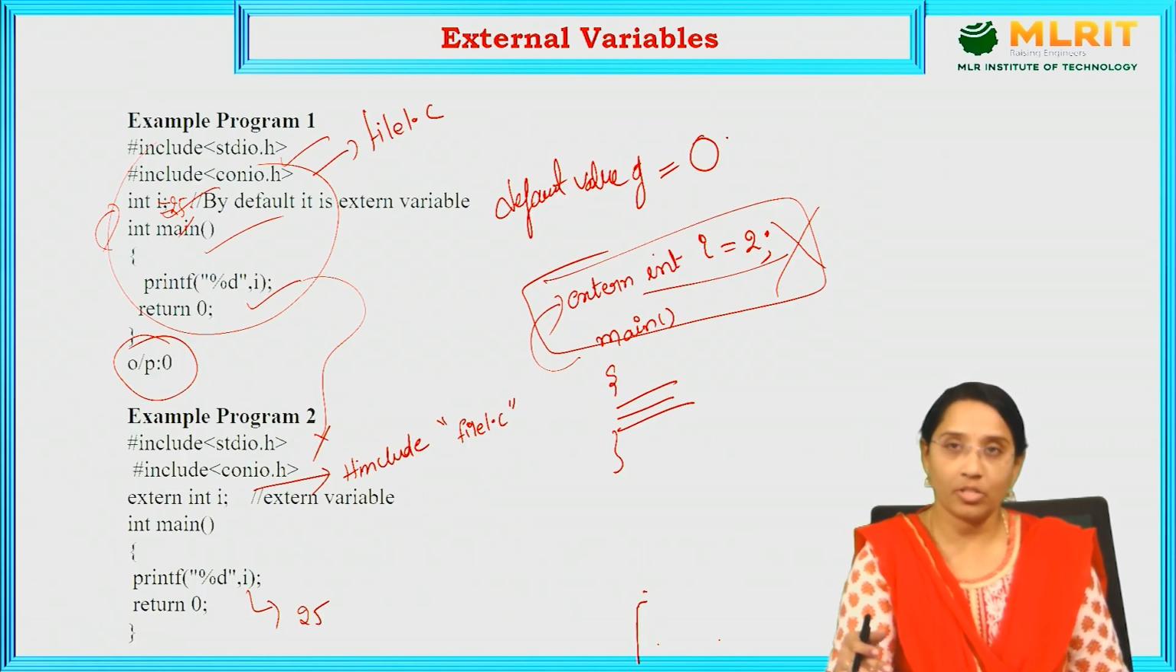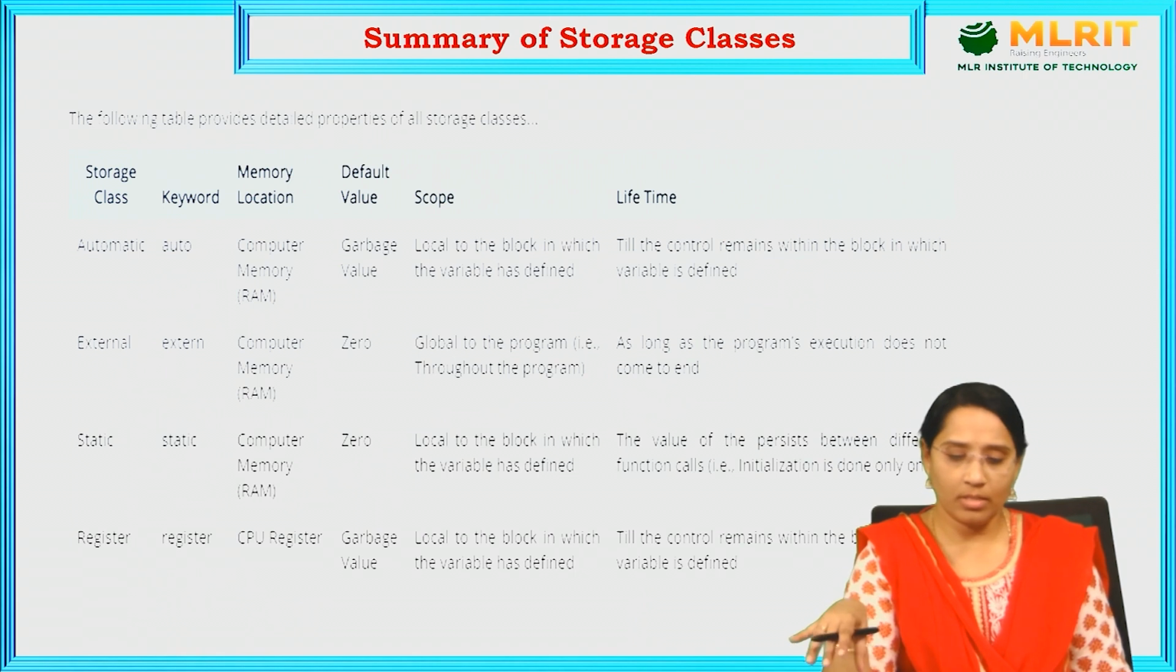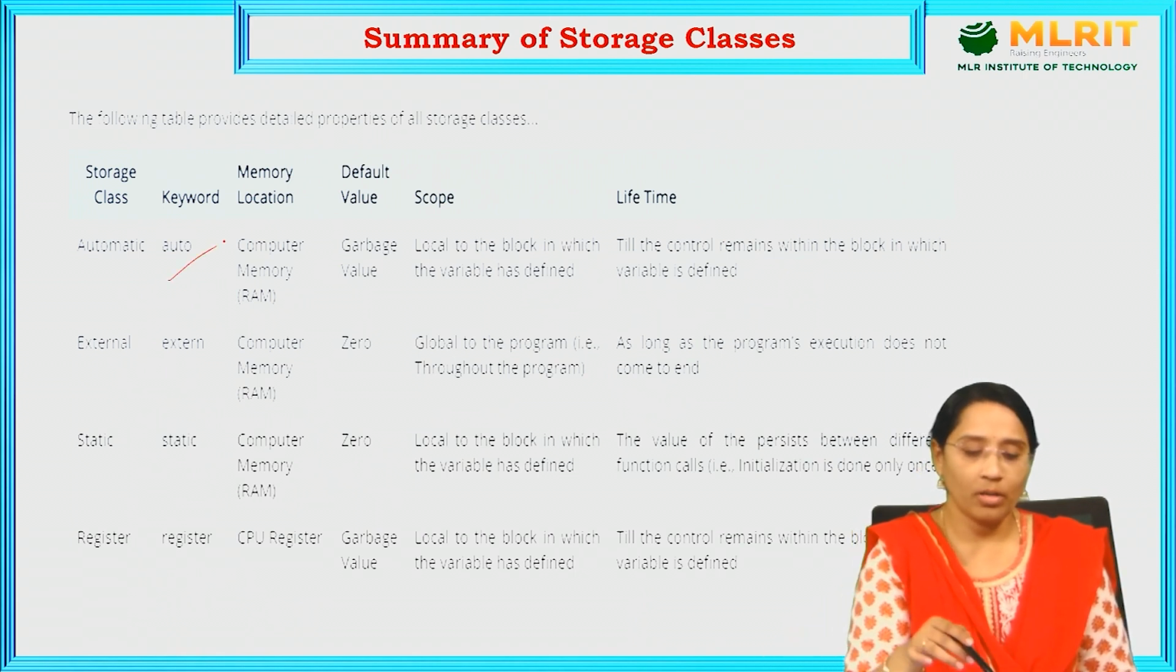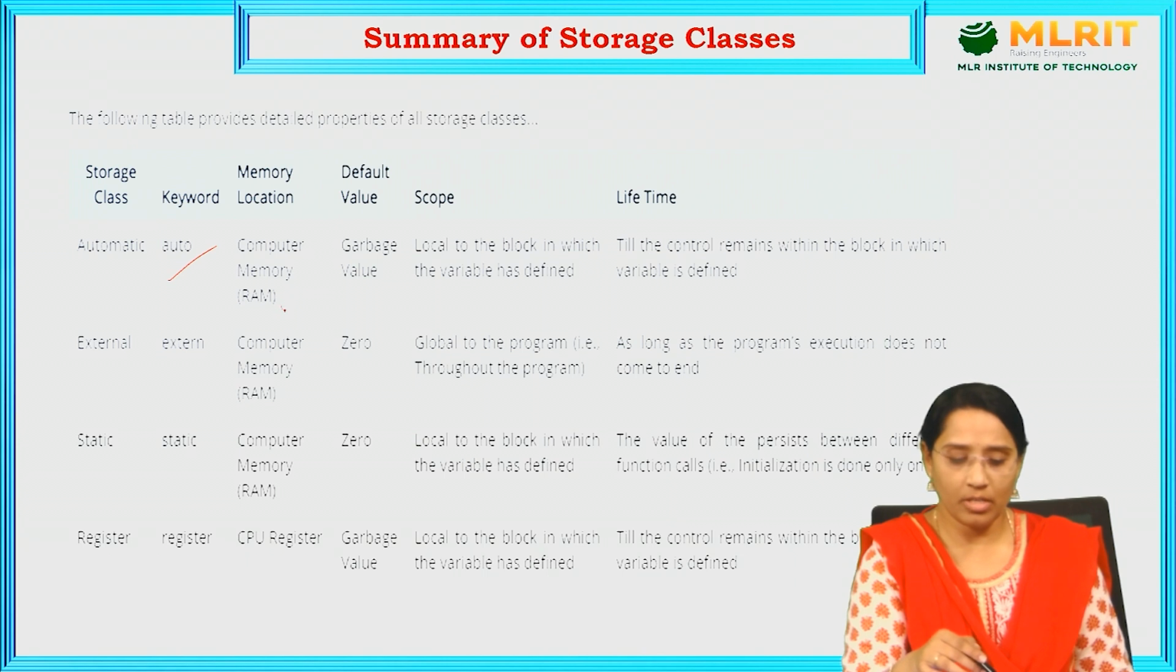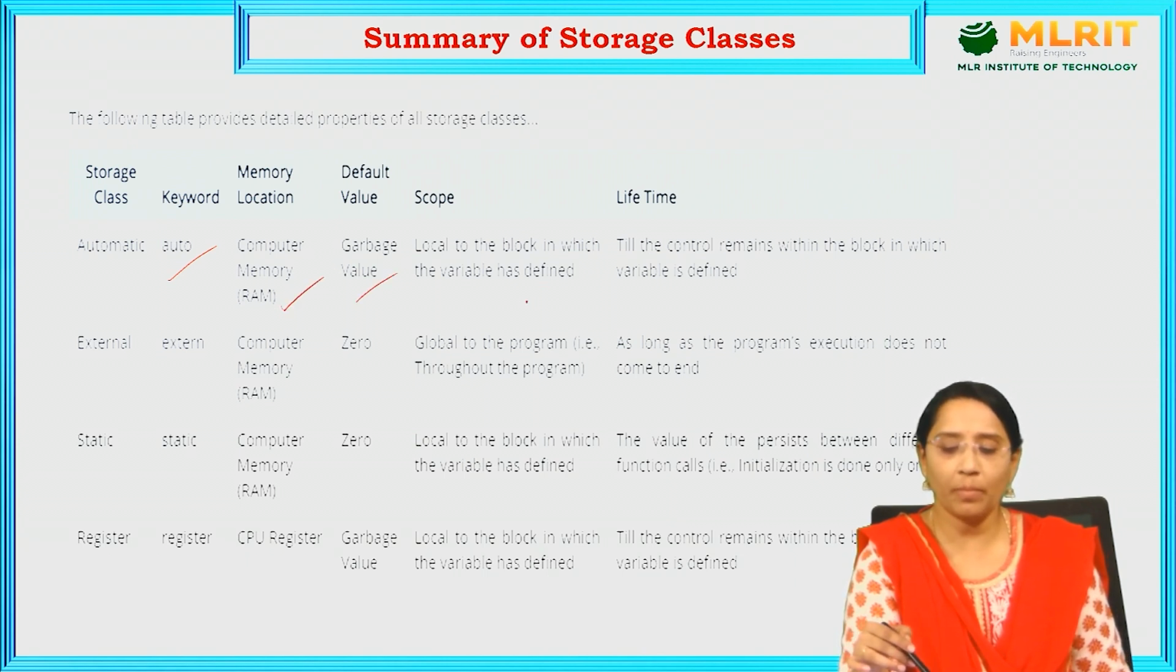And in this case, extern variables should not be initialized. So this is the summary of the storage classes. The keyword is auto and the memory location is RAM. The default value will be a garbage value. Scope will be local to the block and lifetime is till the control remains within the block.